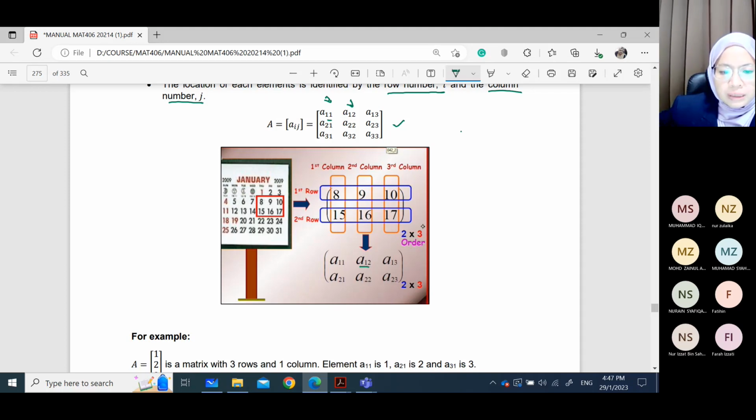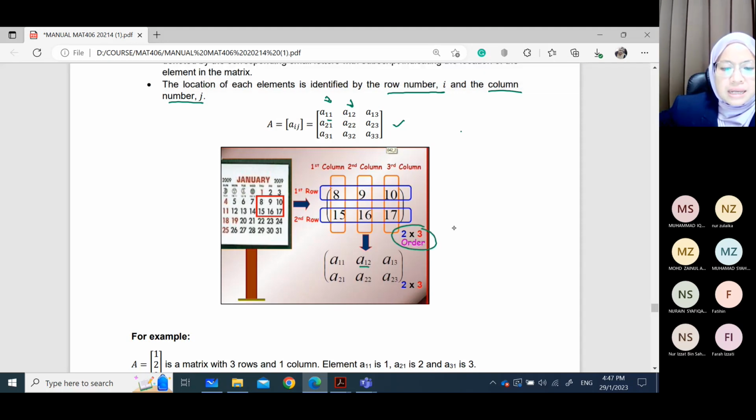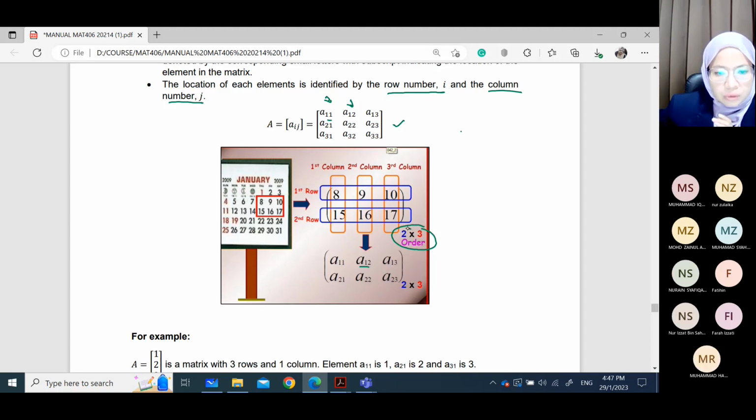Right. So 2 by 3. So ini kita panggil sebagai size of matrix. Berapa besar matrix ataupun berapa besar array yang kita nak sediakan bergantung kepada nombor yang kita setting. Iaitu kalau contoh macam ni 2 by 3, maknanya kita ada 2 row, and we have 3 columns. Maknanya kita ada 2 row dan juga 3 kolom. So kita panggil sebagai size of matrix.